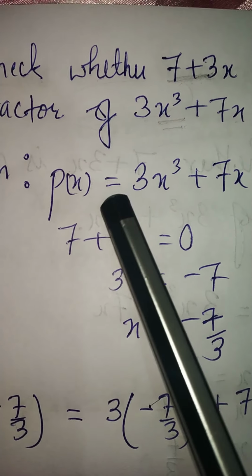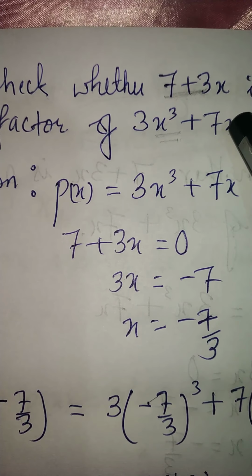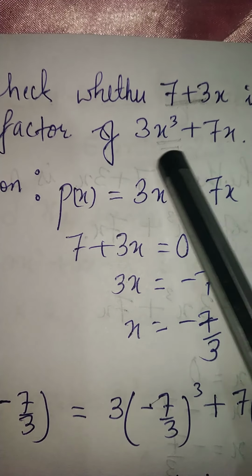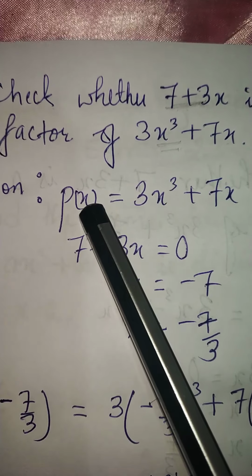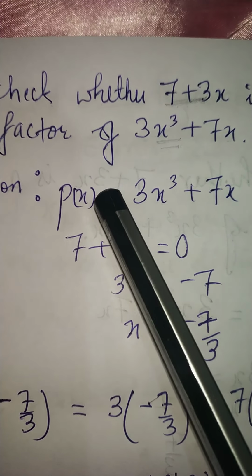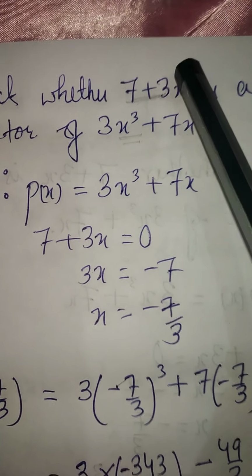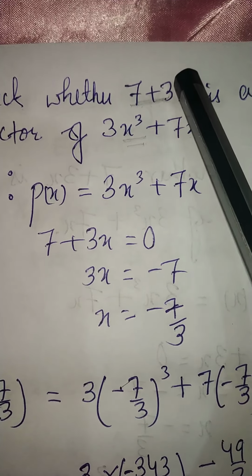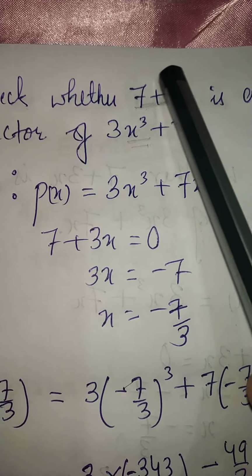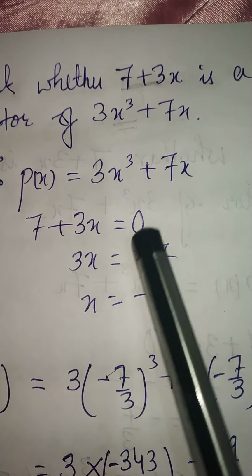Now our polynomial, which is p(x), is equal to 3x cubed plus 7x. Now this is our polynomial, and in this polynomial x is the variable. We have to replace x with a constant term, isn't it? With a constant term or with a real number from the divisor. So this is our divisor. So from this divisor we need to find the constant term.